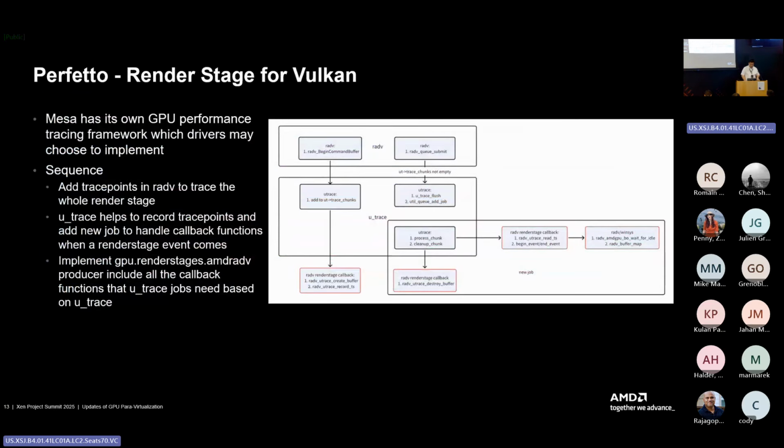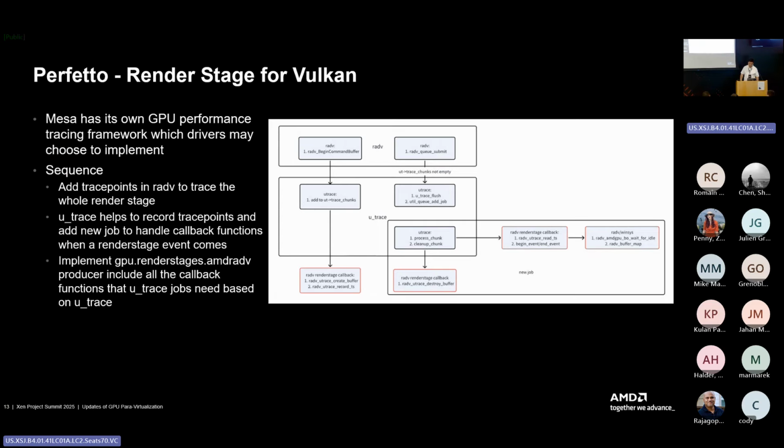And another is the render stage of Perfetto. Mesa has its own GPU performance tracing framework, which the driver chooses to implement as the GPU render stage producer for Perfetto. Tracing is based on U-trace. U-trace is very useful, and it helps quickly identify performance bottlenecks. And we built a tool to analyze the raw performance data.